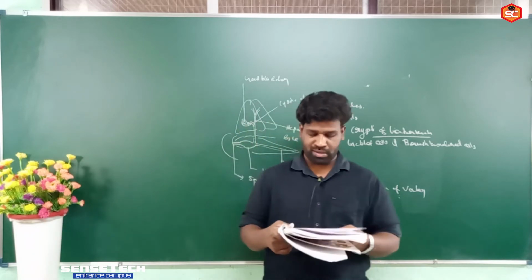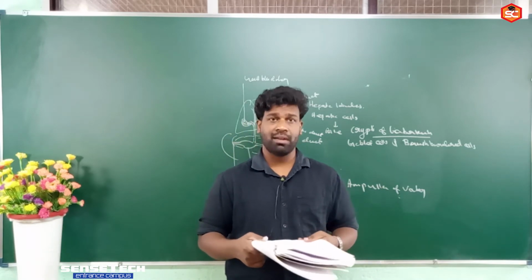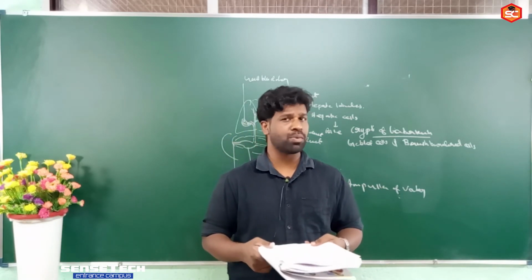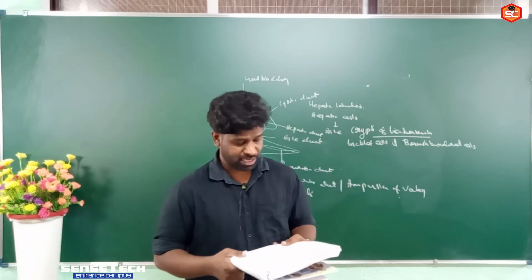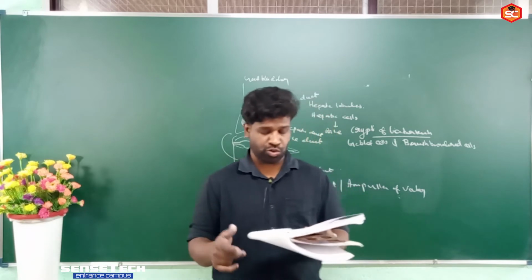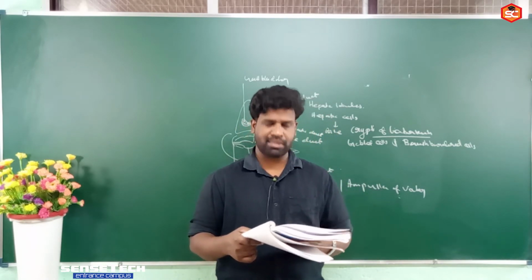So 1 to R. Then mast cell. Mast cells are the cells responsible for secreting histamine, serotonin and heparin. So what is the secretion? Mast cells secrete histamine, Q. So 2Q. Then 3, Paneth cell.